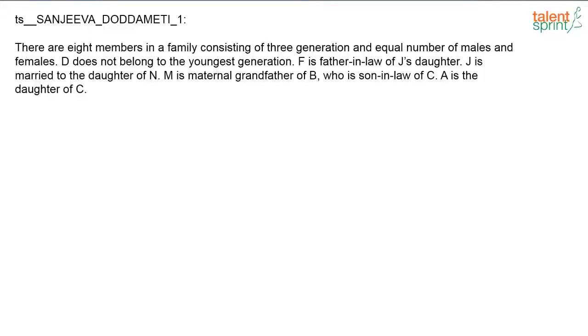There are 8 members in a family consisting of 3 generations and equal number of males and females. D does not belong to the youngest generation. F is the father-in-law of J's daughter. J is married to the daughter of N. M is the maternal grandmother of B, who is the son-in-law of C. A is the daughter of C.